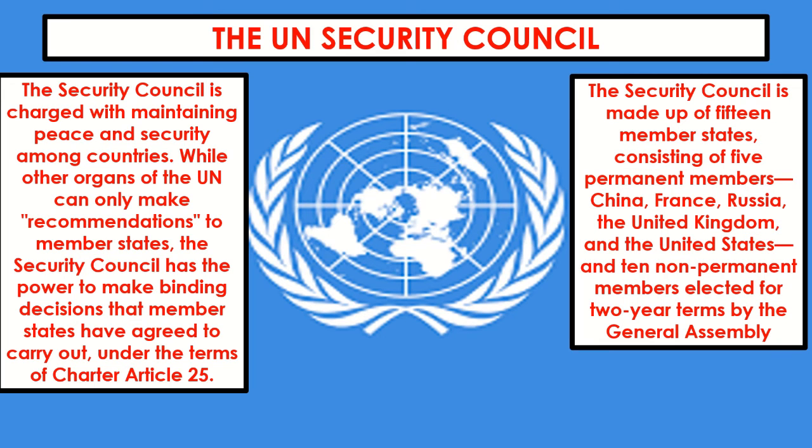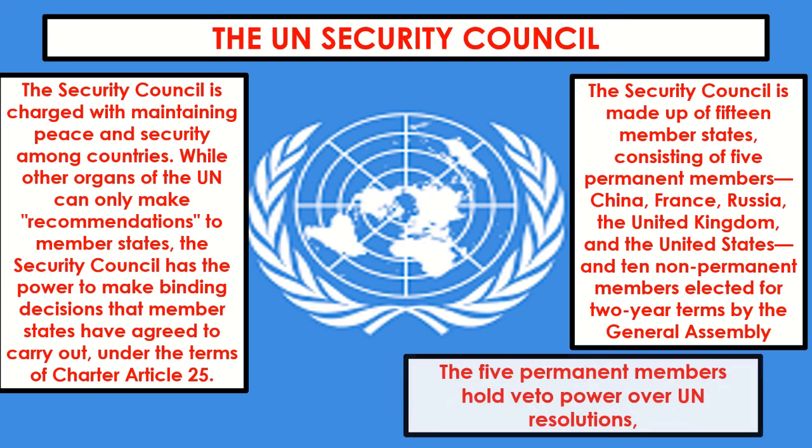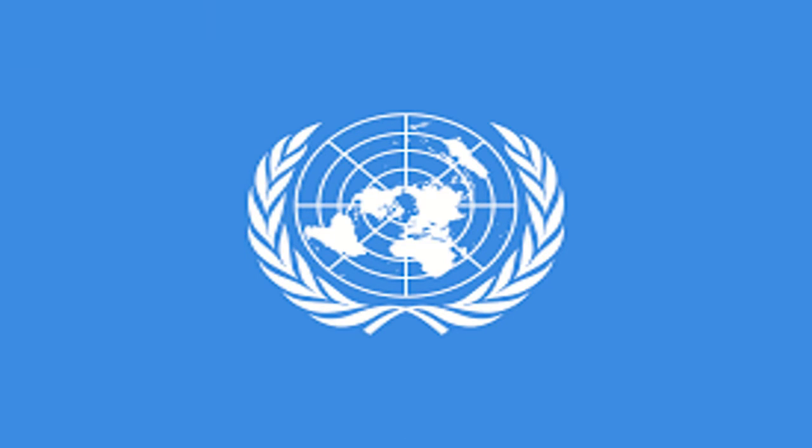The Security Council is made up of 15 member states, consisting of 5 permanent members, which are the P5: China, France, the United Kingdom, United States, and Russia, and 10 non-permanent members elected to 2-year terms by the General Assembly. The 5 permanent members hold veto power over resolutions in the UN. We'll discuss it shortly.